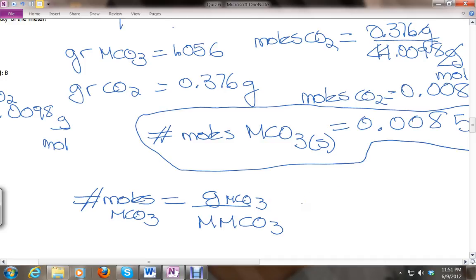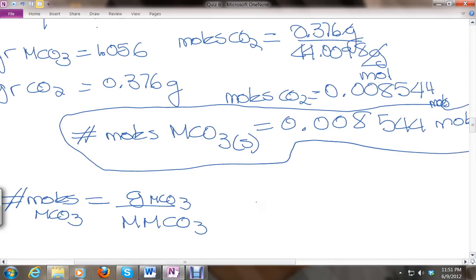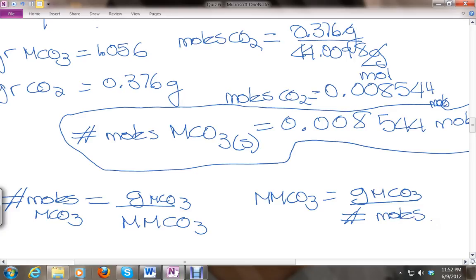You go ahead and let's put the molar mass, let's take it to the top. So the molar mass of MCO3, I cross multiply, is going to be grams of MCO3 divided by the number of moles of MCO3. Some students like to see it in steps.